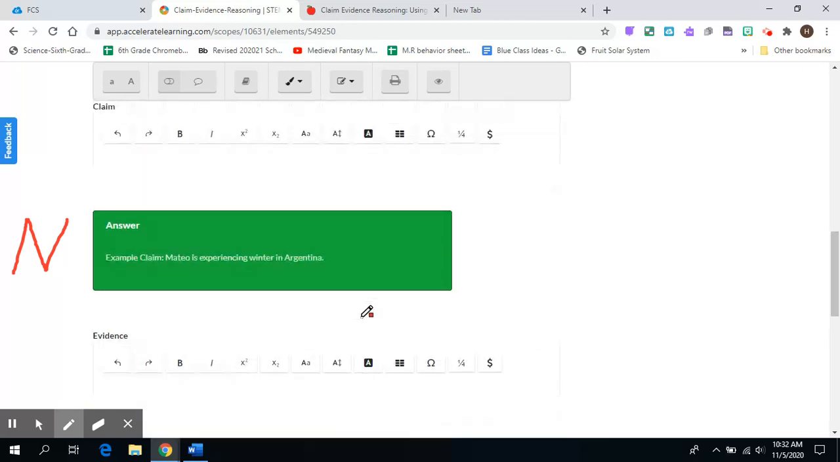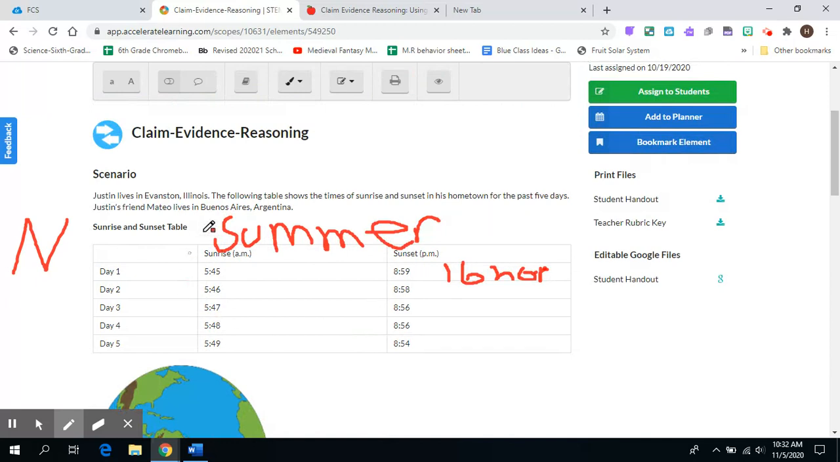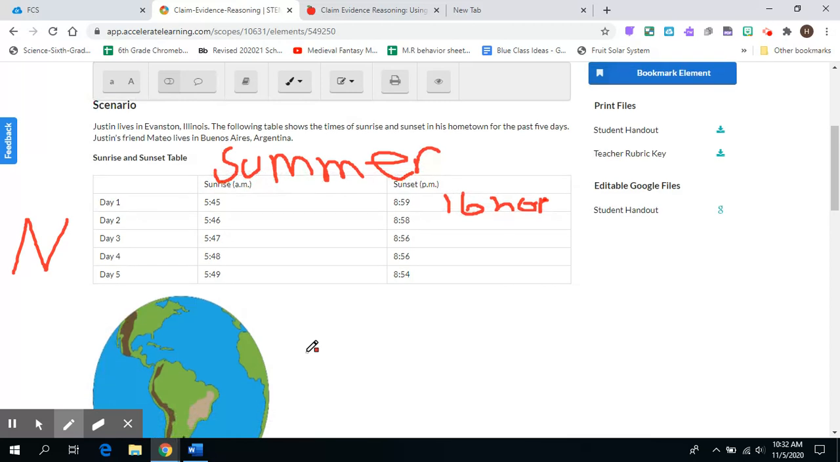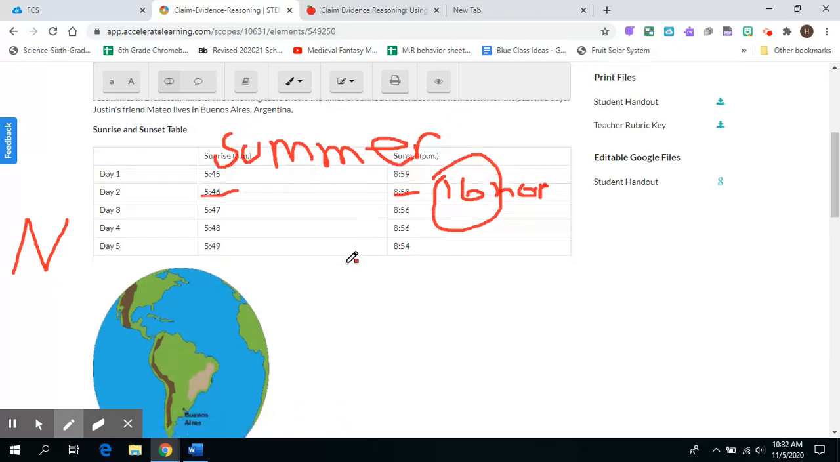Again, in your evidence, I want you to use numbers. So again, you can talk about, all right, we know Justin is in the northern hemisphere. He's experiencing summer because he's experiencing 16-hour days. And then his friend Mateo has to be experiencing winter because he's going to have shorter days. So again, we need to use this evidence. I want to see the number 16 or the sunrise and sunset in your data. These numbers need to be in there or you're going to get points deducted.